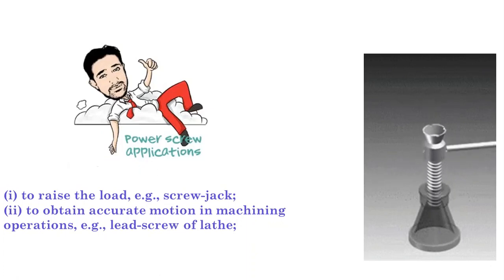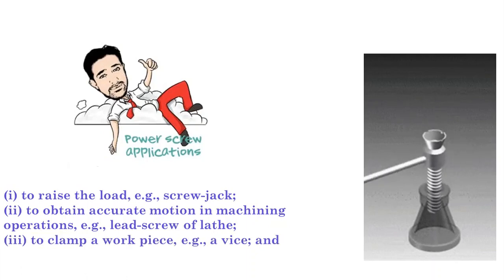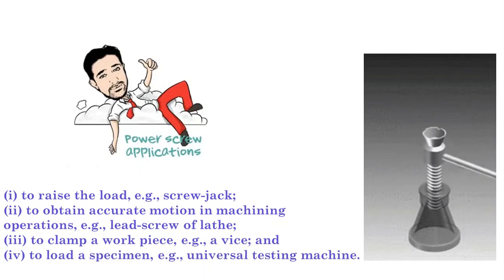Or there can be the lead screw of a lathe, in which the power screw is used to obtain accurate motion in machining operations. To clamp a workpiece in a vise or a clamp, we had seen the diagram previously. And to load a specimen, for example, in a universal testing machine. So in all these four examples, screw jack, lead screw of lathe, vise and C clamp, and universal testing machine, everywhere the power screw is used.